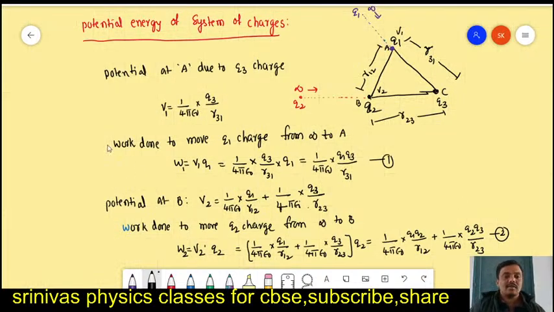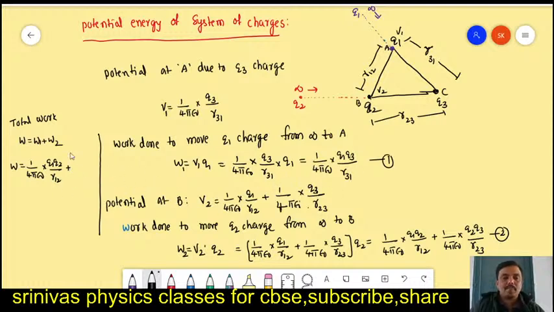I will write on the left side. Total work, right? That is W equals W1 plus W2. Then W is 1 by 4 pi epsilon naught into Q1 Q2 by R12. Q1 Q3 we got here. The W2 formula is this one. We combine all of them.